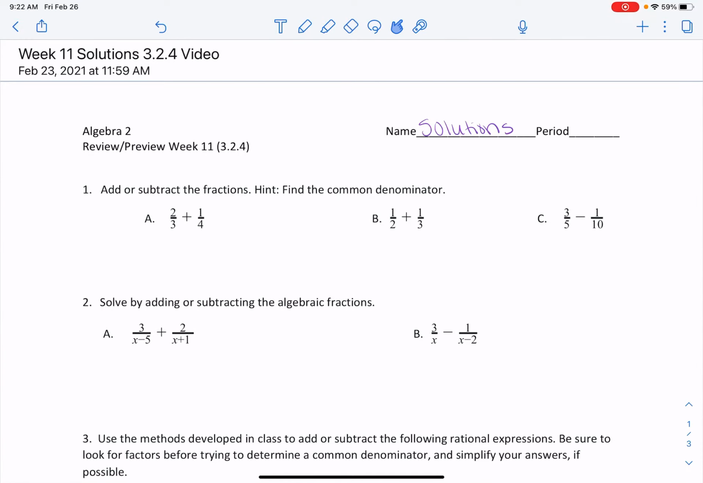Everyone, welcome to the solutions for 3.2.4 in our CPM book. So we are going to start with adding and subtracting fractions and, hint, find the common denominator.